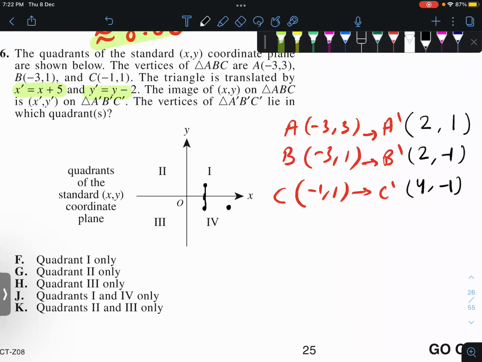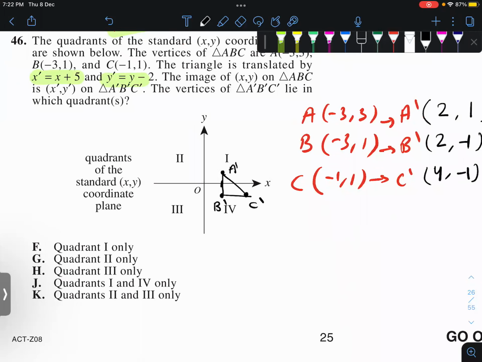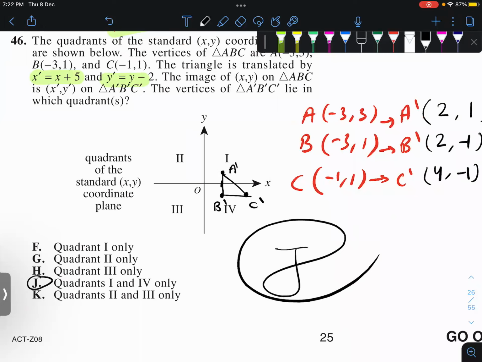So the triangle will be something like this, which is A prime, B prime, C prime. So it's in quadrant I and IV. That means it's J. Is it true with you? Yes. Okay, very good.